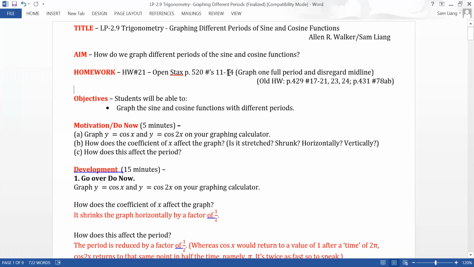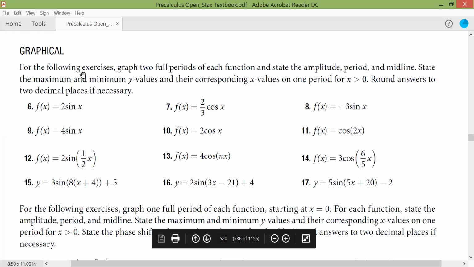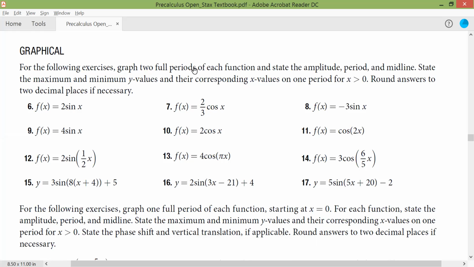And there's actually a note that I want to mention. So you're going to graph one full period and disregard the midline. That's the old homework, so disregard that. But yeah, so graph one full period and disregard the midline. Let me actually go to the textbook to show you what I mean by that. So in the textbook here, you see for the following exercises, graph two full periods of each function. Instead of two full periods, I want you to graph one full period. So not two, but just one.